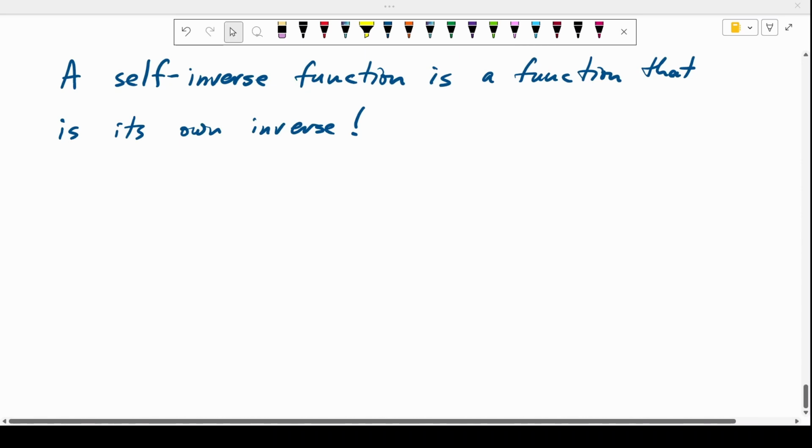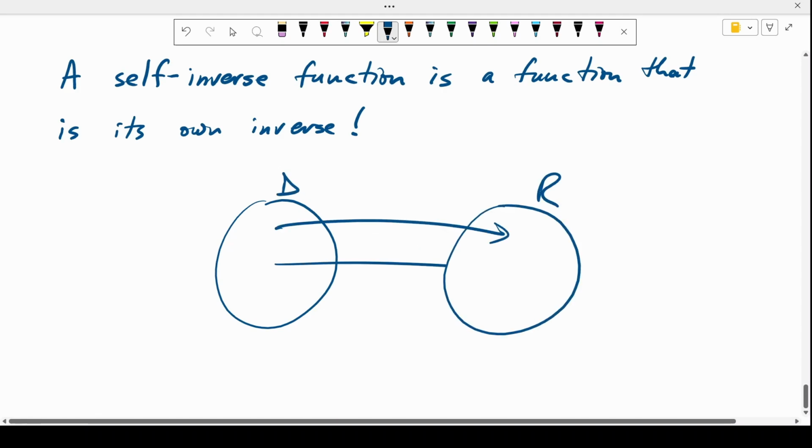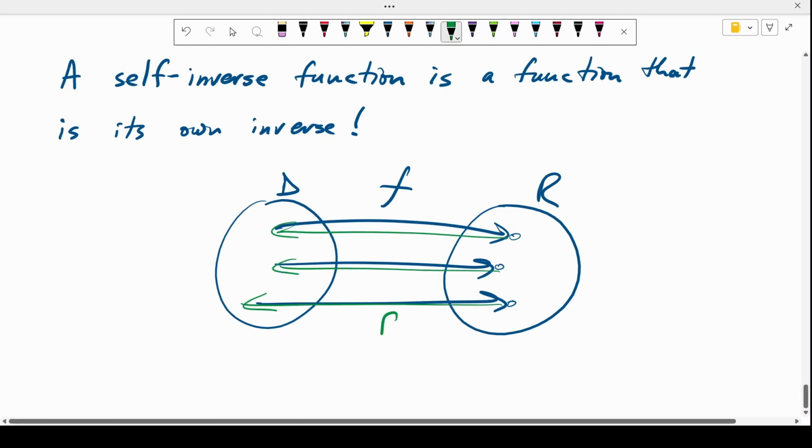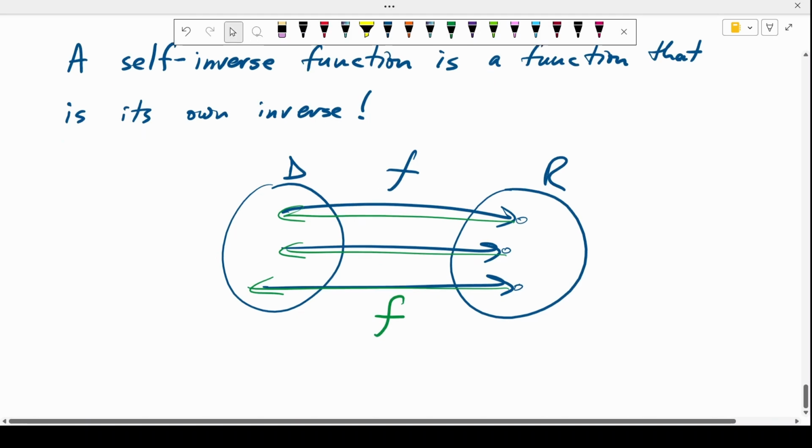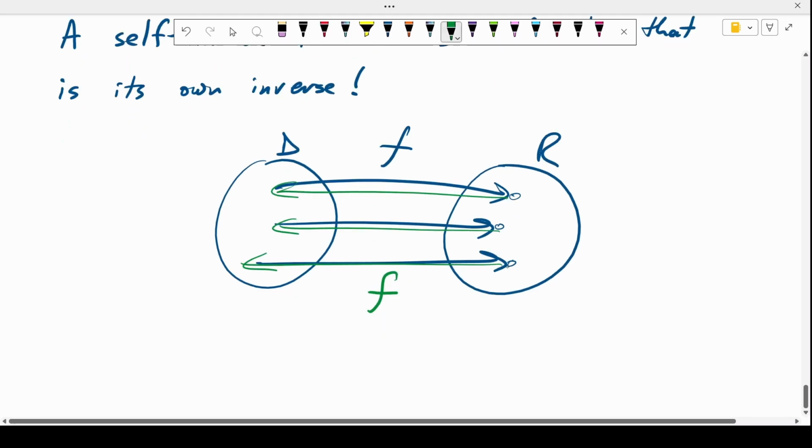So a self-inverse function is a function that is its own inverse. Now this sounds kind of paradoxical, but really it's not. All it's saying is, if you have some function f that maps from a domain to a range, if when you take the outputs, each one, and apply f to them, it happens to take you right back to the input, then this f is called a self-inverse because the very function that goes back is the same function that goes in the first direction.